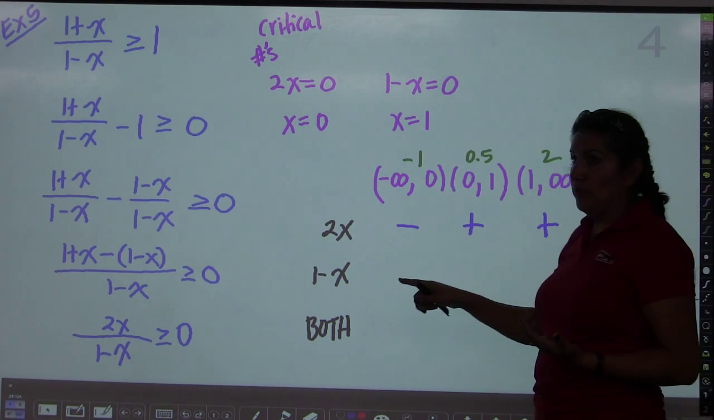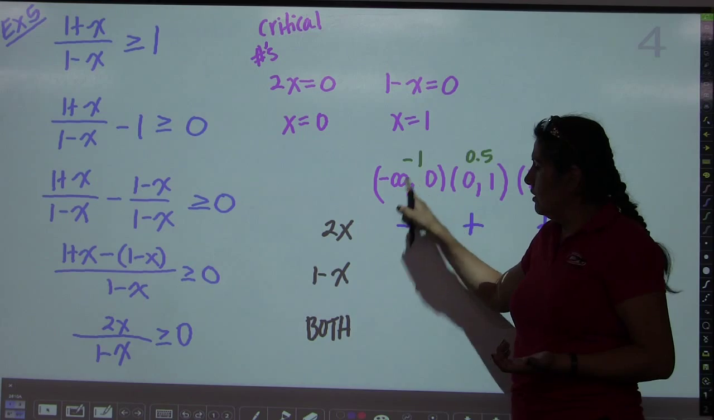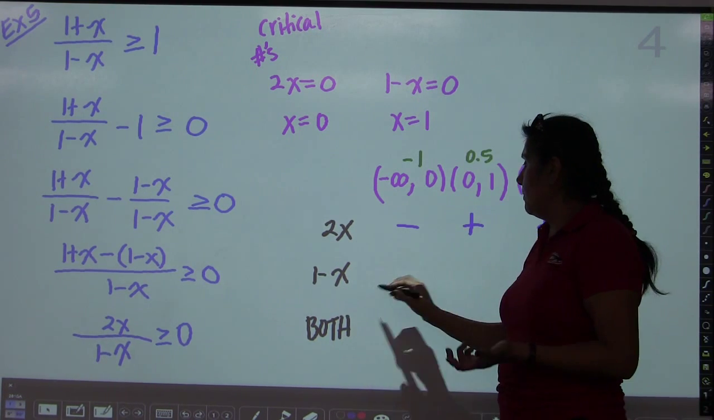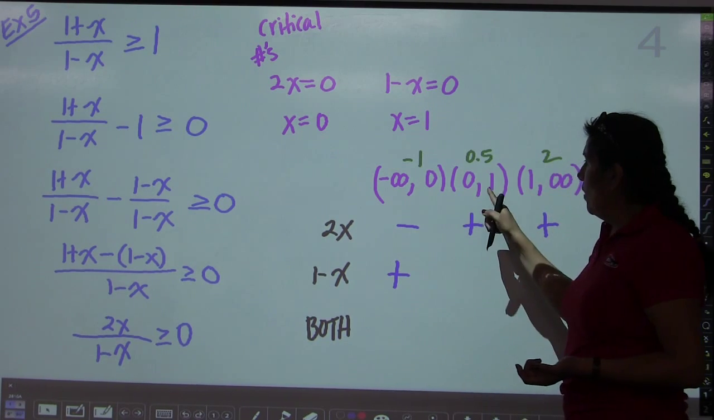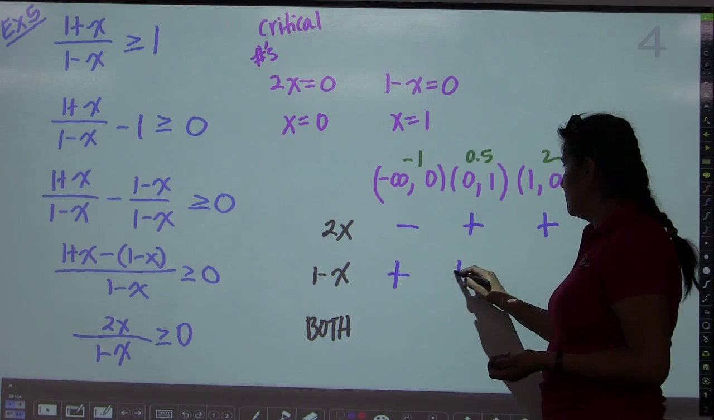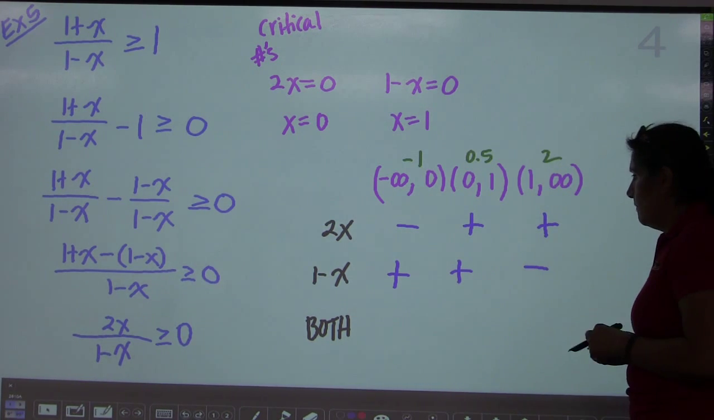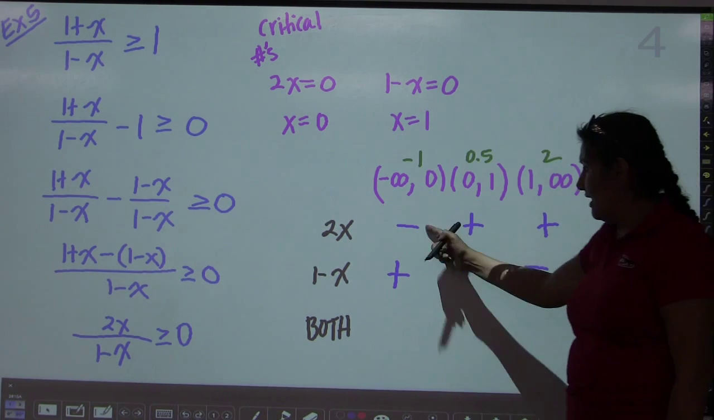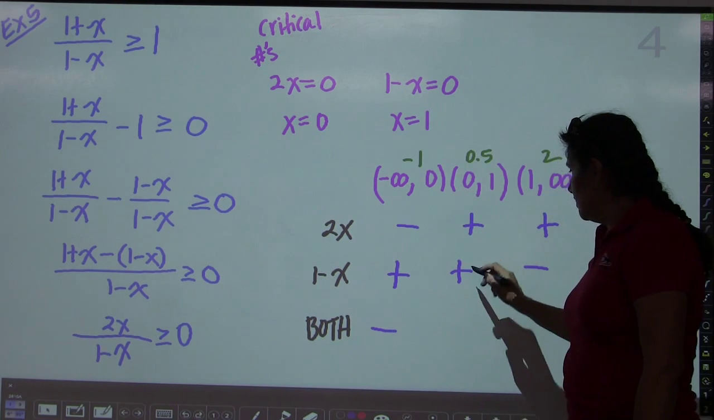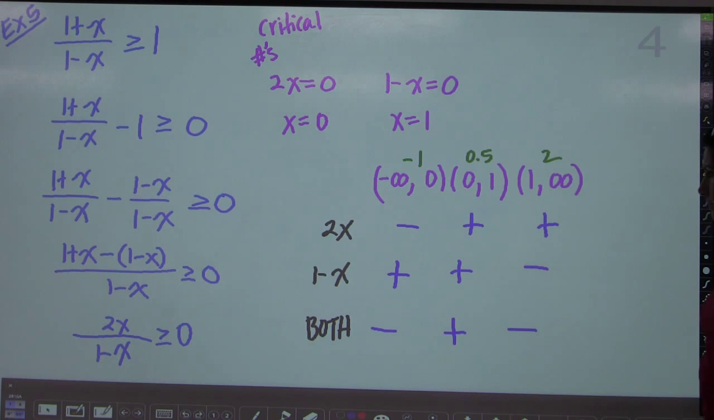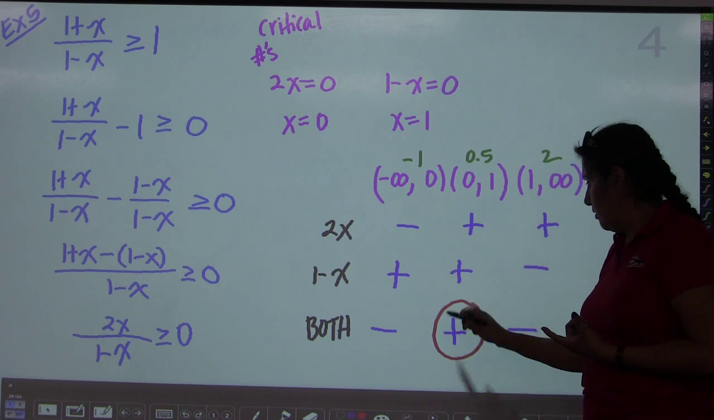Here we're going to get, be careful here, okay, because you're plugging in a negative. So it's 1 minus negative 1. It's actually 1 plus 1, so that's going to be a positive. 1 minus 0.5 is still going to be a positive. But 1 minus 2, since 2 is bigger than 1, will actually be negative. And when you combine them together, a negative and a positive will be a negative. Positive, positive will be positive. Positive, negative will be negative. And they want it to be greater than or equal to 0. So that'd be positive. That would be this interval right here.